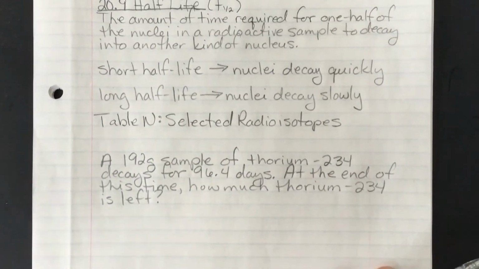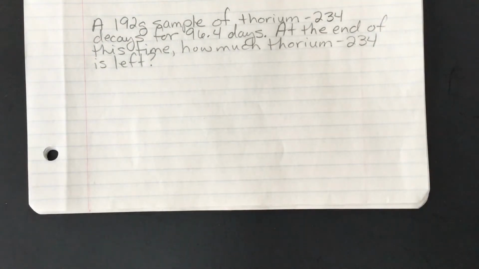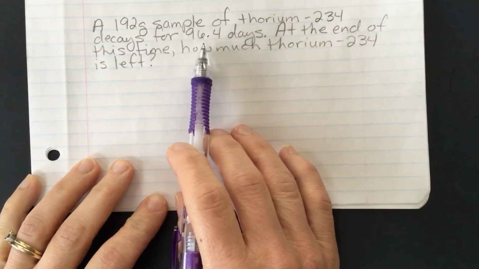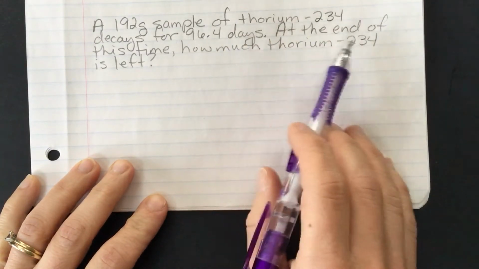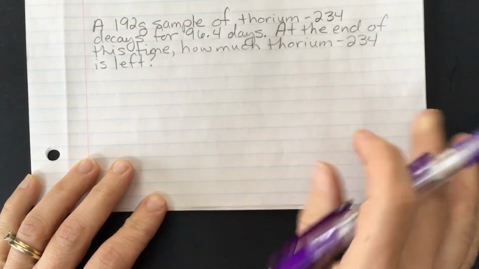So let's take a look at a problem. I will let you copy down this problem. So pause the video. Okay. So how do we do this problem? I have a 192 gram sample of thorium-234 that decays for 96.4 days. At the end of this time, how much thorium-234 is left?